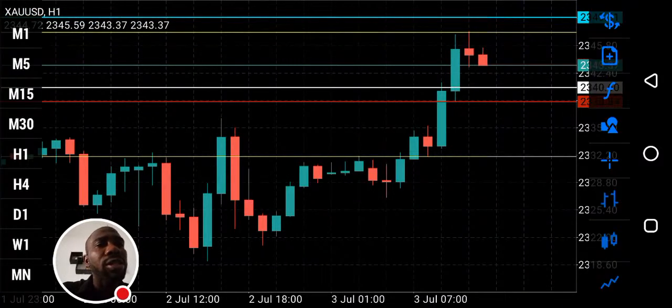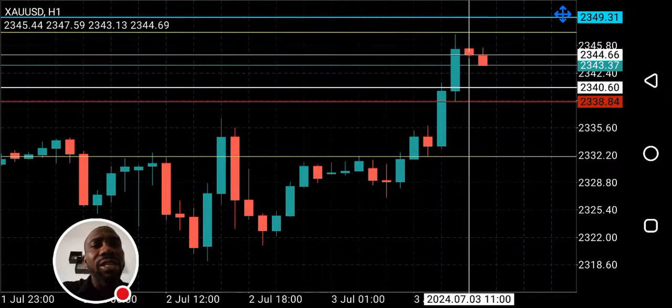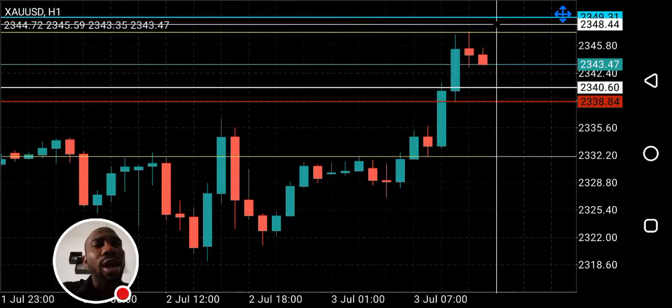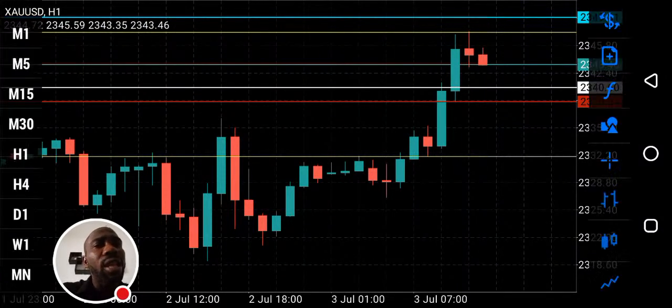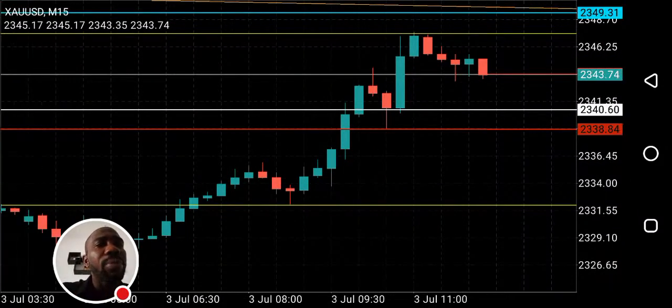On the 1-hour, you can see a bearish reversal pattern has formed. I will be taking a sell on gold. Now, after this bearish reversal pattern formed on the 1-hour time frame, let me see the pattern we had on the 15 minutes. Okay, this is a bearish reversal pattern, right?